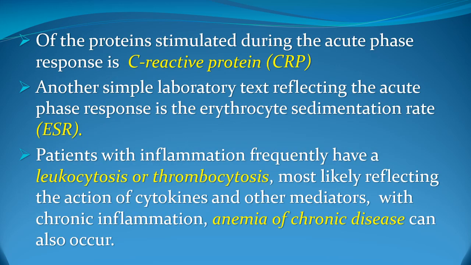phase reactants. And these acute phase reactants, or increased production of certain proteins by the liver, are responsible for inflammation. An example of an acute phase reactant is the C-reactive protein, and another test which reflects the production of acute phase reactants is the elevation of the erythrocyte sedimentation rate, and also in response to the release of cytokines, we might have leukocytosis and thrombocytosis. So C-reactive protein, elevation of sedimentation rate, the presence of leukocytosis or thrombocytosis, all these are markers of inflammation.